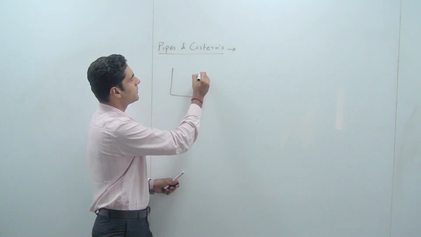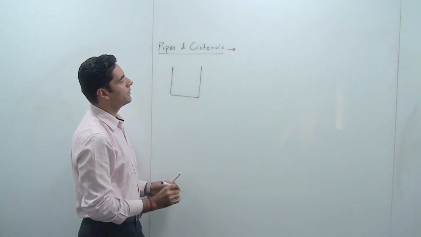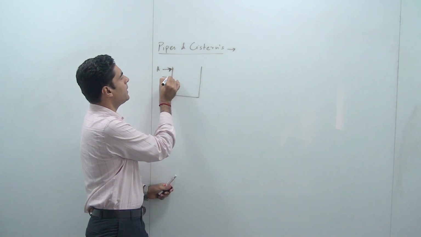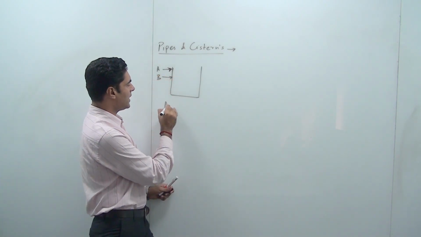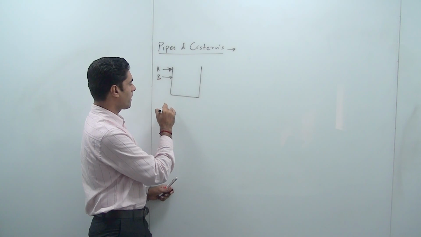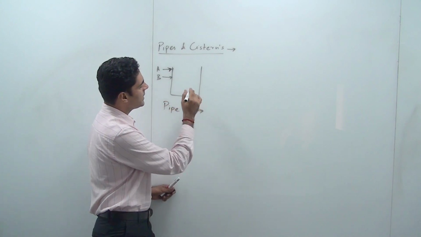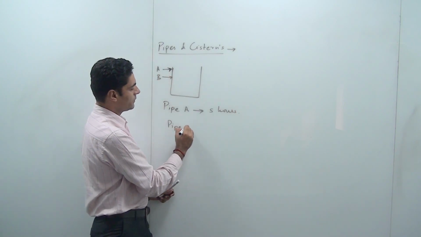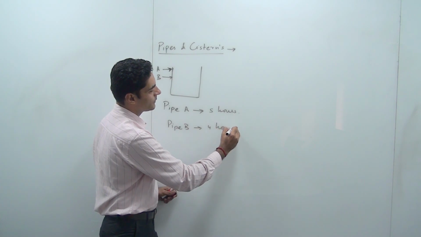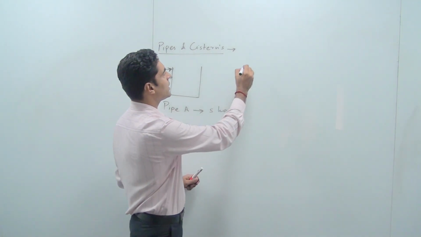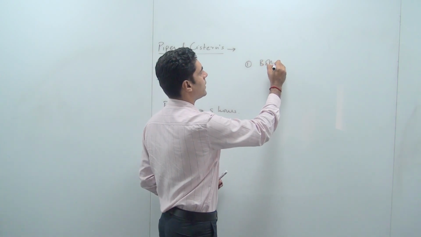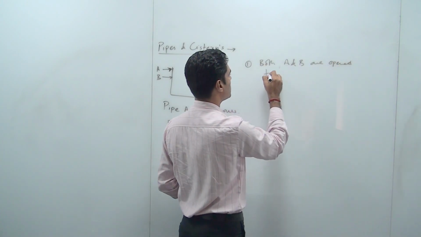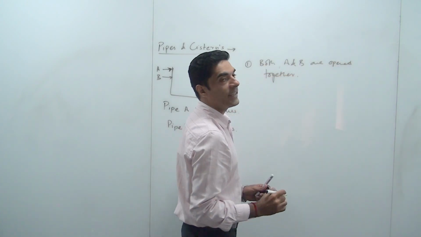You will be given, let's say, there's a tank and it is empty right now. Now there's a pipe, let's say A, which is an inlet pipe, and there's another pipe B, which is also an inlet pipe. Now if it is given that this pipe A can fill this tank in 5 hours and this tank B, working alone, can fill the tank in 4 hours. So one simple question that you can encounter here is that if both A and B pipes are open together, then the tank will be filled in how much time?